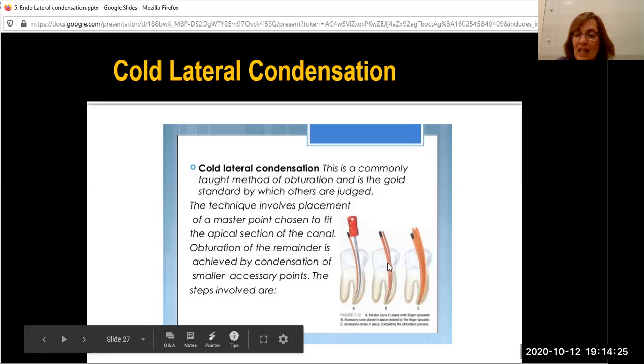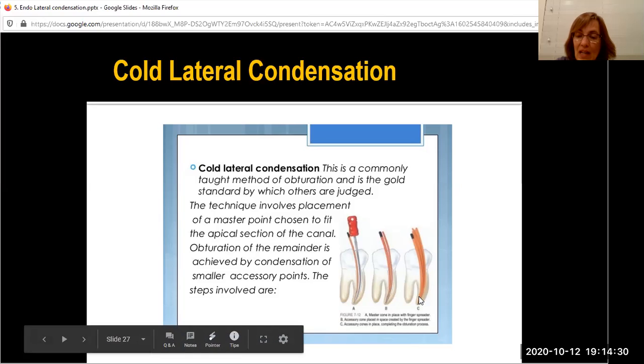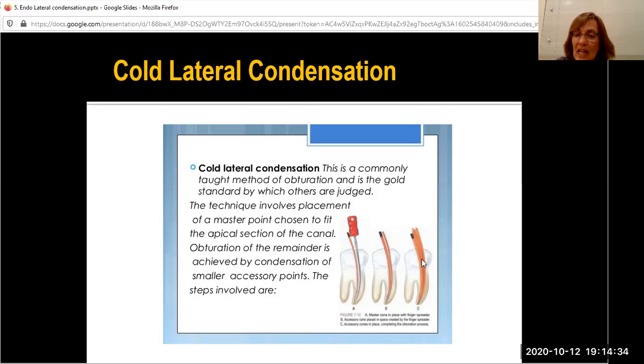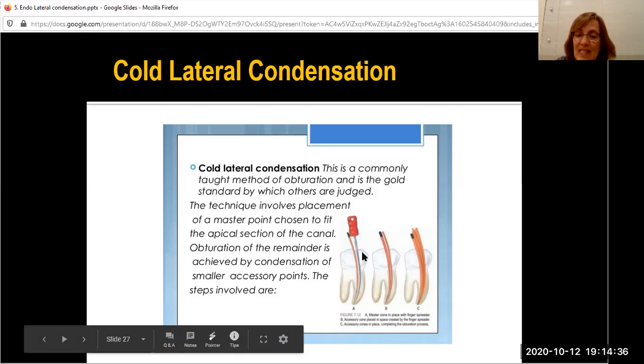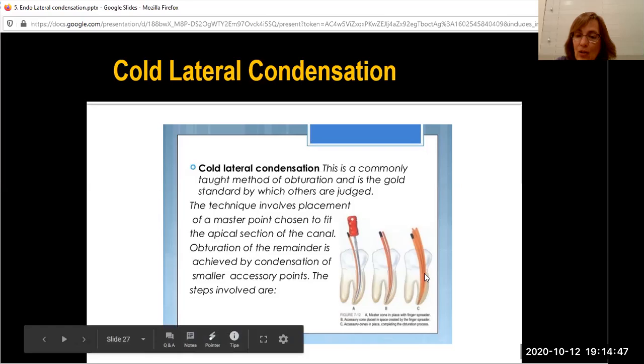As you see here, you have your master cone against one area of the root, and your accessory cones are just laid on top of it. It's not one on this side, one on the other. It's in one continuous area, and you bring it up. As the root is filled, the accessory cones end up higher and higher.